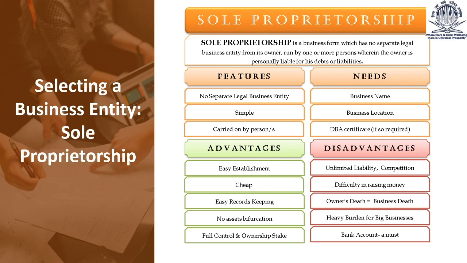Second, simple. Third, carried on by a person or persons. Basic needs of a sole proprietorship are a business name, business location, and a DBA certificate if so required. Let's discuss advantages and disadvantages.